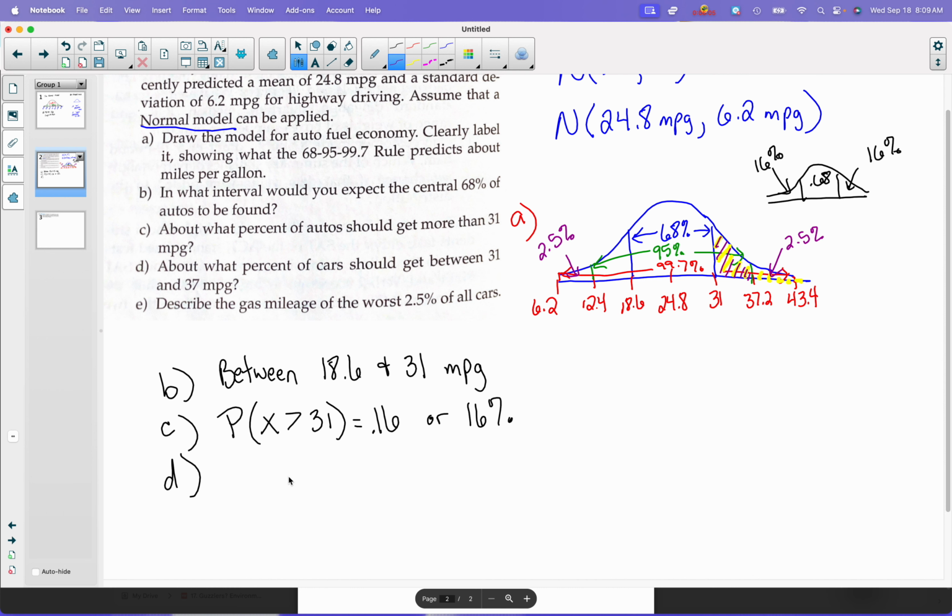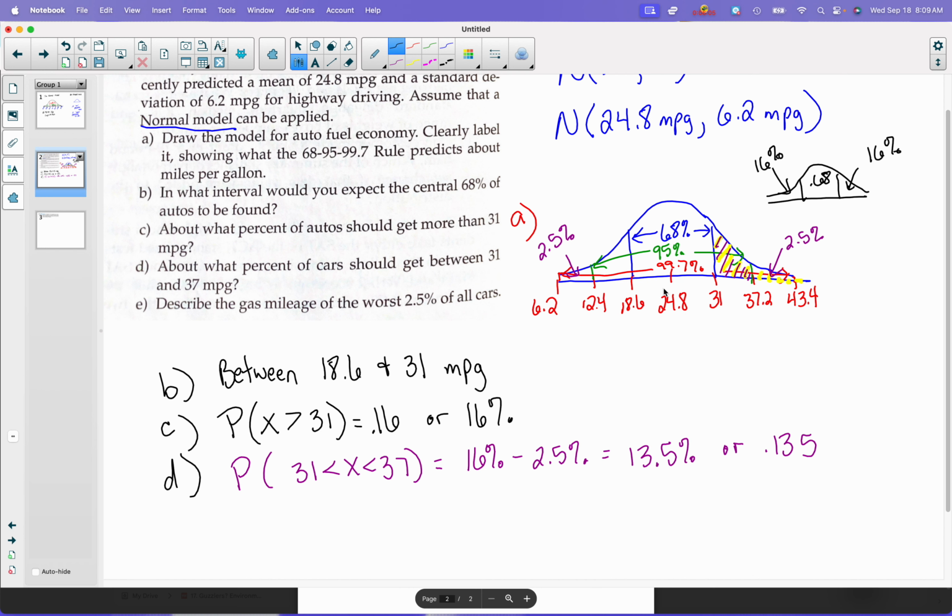So if I want to know the proportion of cars that are between 31 and 37, I'm going to take 16, which was this whole piece here, 16% minus this tail, which was 2.5%, and I get about 13.5%. Or if you want, you can leave it as a proportion and say 0.135. So that's about what it would be.